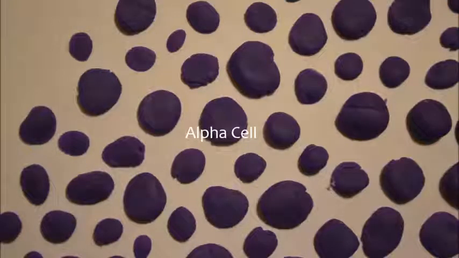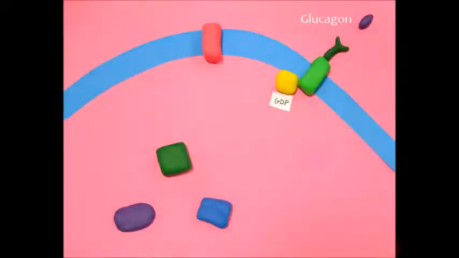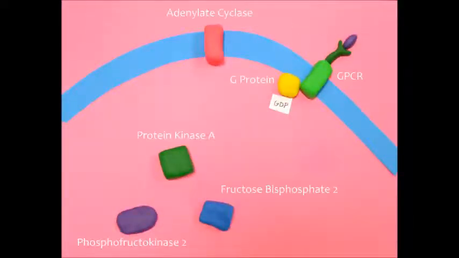When blood glucose levels are low, the hormone glucagon is secreted by the alpha cells in the islets of Langerhans in the pancreas, stimulating the production of glucose in the liver. After being synthesized, glucagon attaches to the GPCR in order to initiate the signaling cascade. This activates the G protein, which replaces the GDP with GTP.